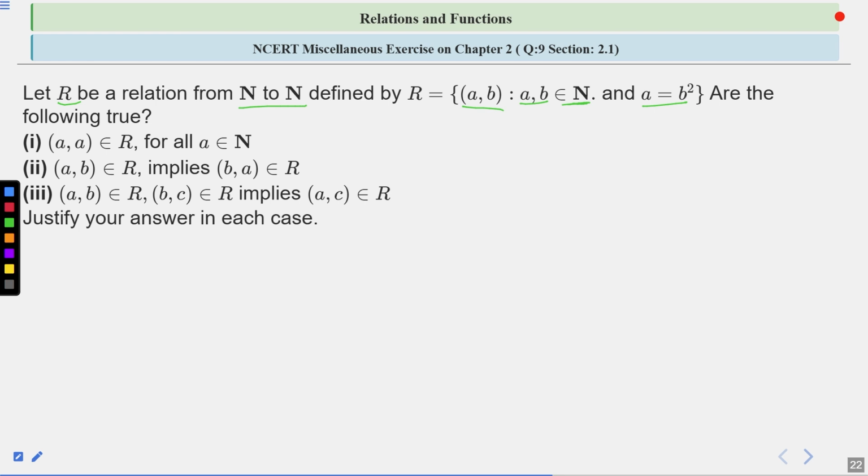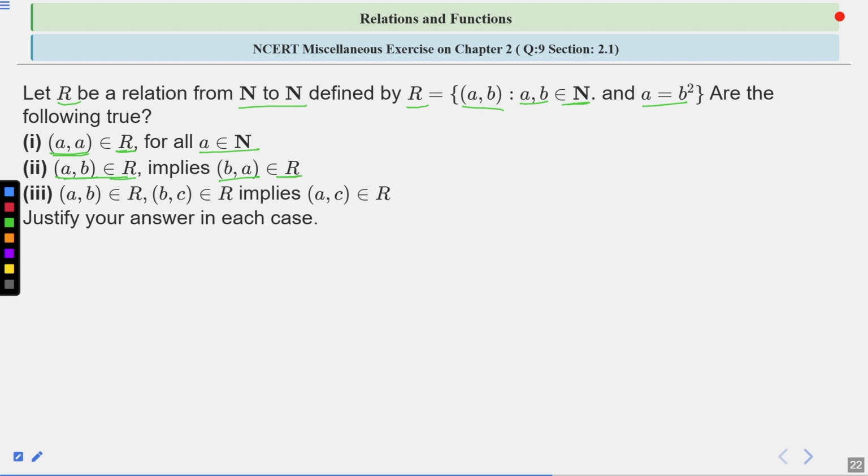Now what you have to answer is whether the given statements are true or not. Justify your answer in each case. Quite simple. The first statement says that the ordered pair (a, a) belongs to this relation R for each natural number. Clear? The second says if the ordered pair (a, b) belongs to R, then the pair (b, a) also belongs to the relation R.